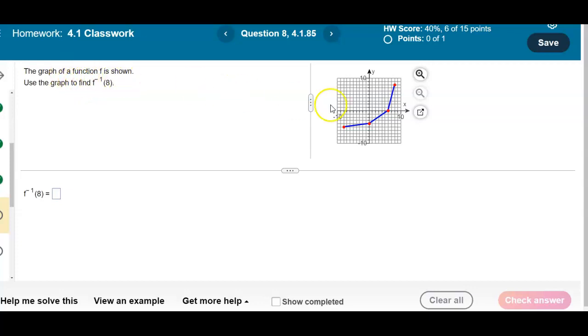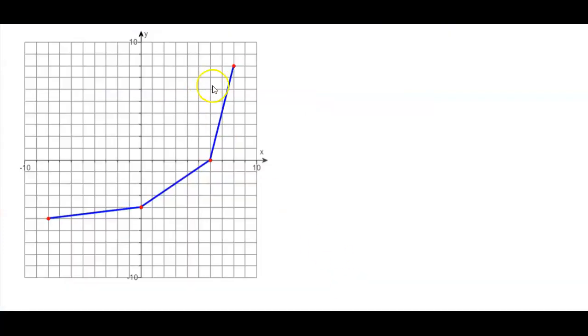The graph of a function f is shown. We want to use the graph to find f inverse of 8. So let's go ahead and take a look at the graph. This graph is graphed in blue. What we're going to do is call this the function f of x.